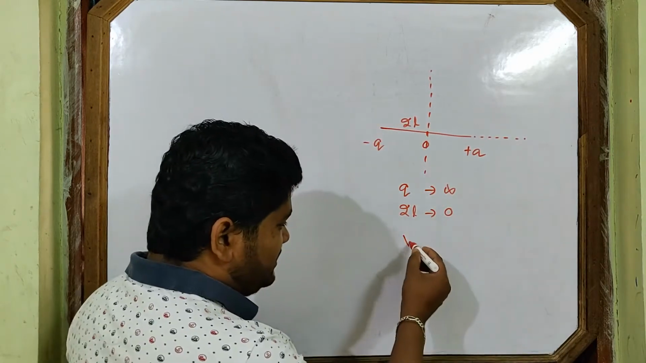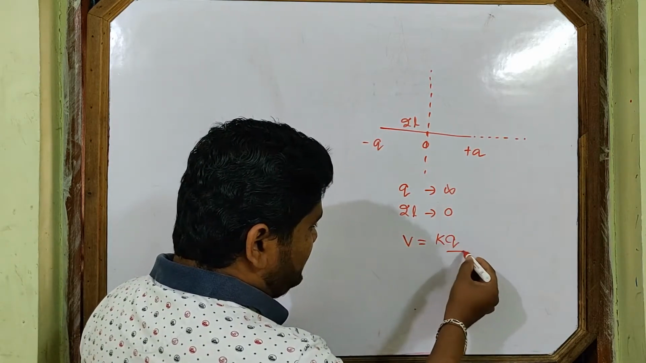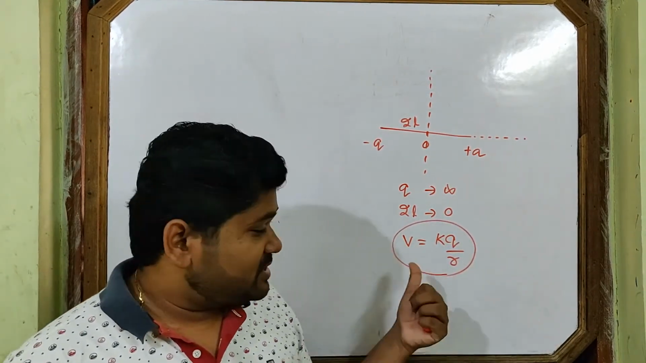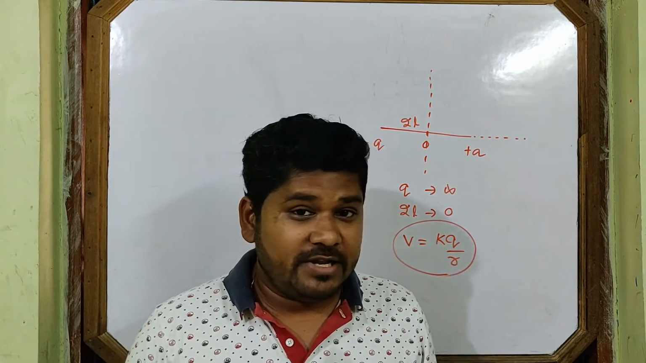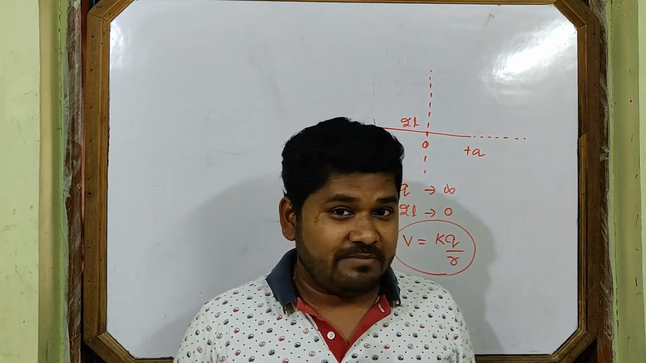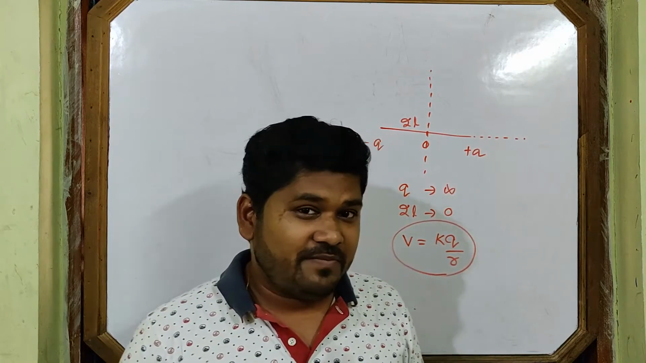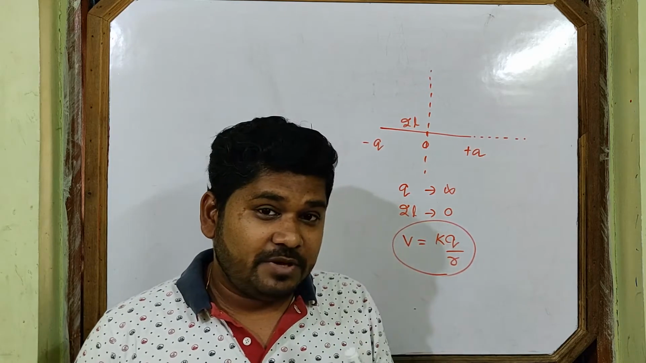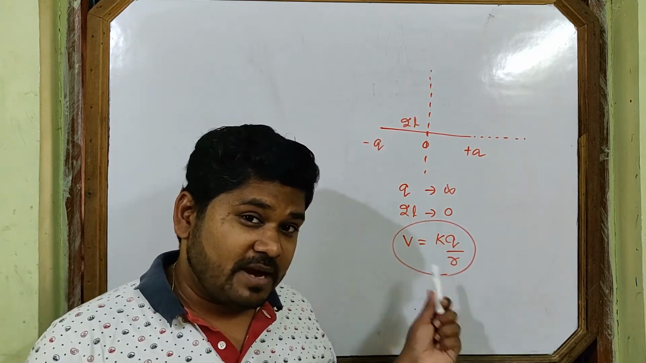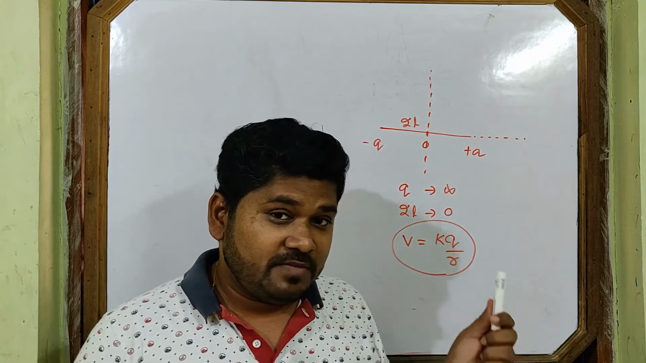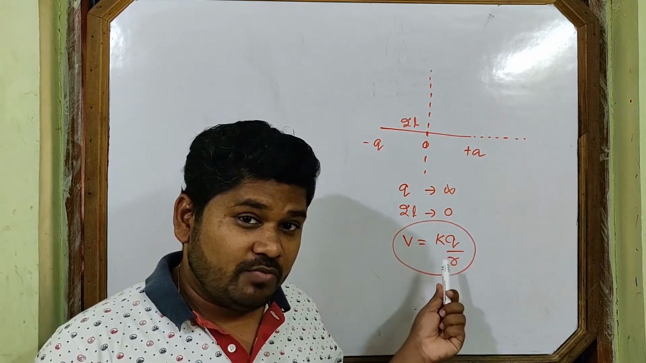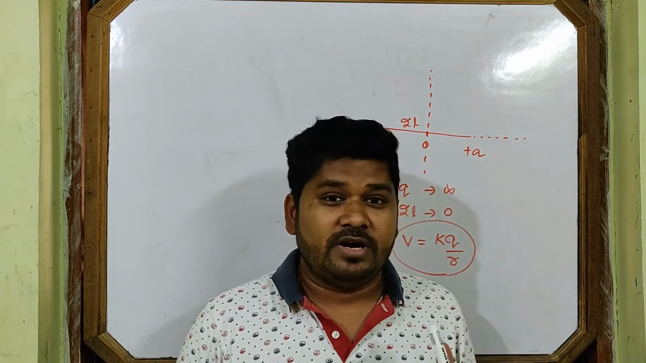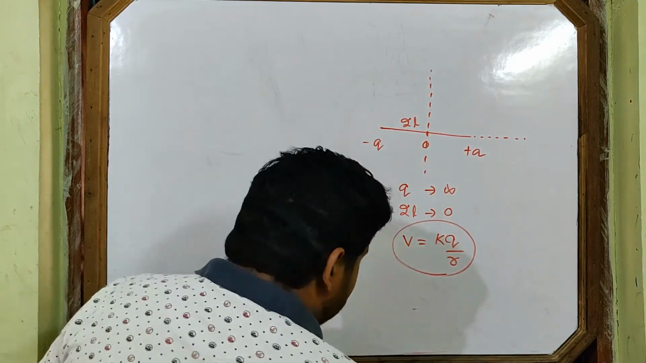Another thing, from the previous class we will bring one formula, the potential due to a point charge: V is equal to KQ by R. Another very important thing: if Q is positive, you have to take its plus sign. If Q is negative, you have to take its minus sign. Suppose Q is minus 3 coulomb, while writing this formula you will put minus 3 coulomb there, because potential is a scalar quantity.